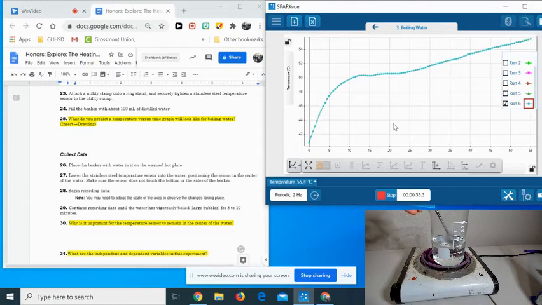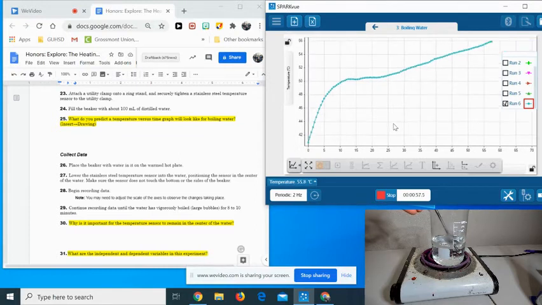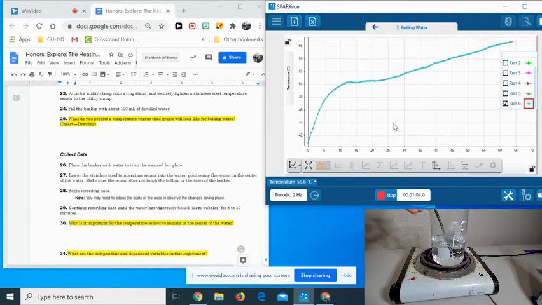But why is it important for the temperature sensor to remain in the center of the water? So why do you think that's important? Why do you think it's important that I don't touch the side of the container or the bottom of the container? What do you think is the most important part of that?